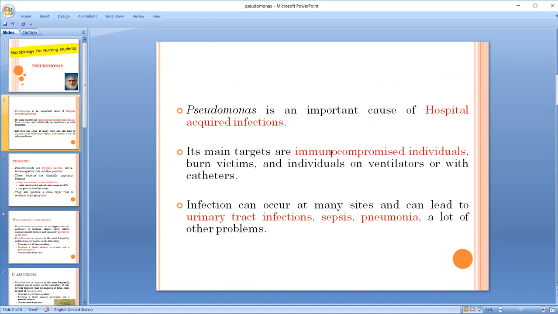Healthy individuals এর সাধারণত Pseudomonas কোনো ইনফেকশন করতে পারে না। এজন্য যে সমস্ত রোগীরা বার্ন অথবা যারা ভেন্টিলেটরে থাকে, বার্ন ভিকটিমস, individuals on ventilators or catheters, এরাই হলো Pseudomonasের মেইন টার্গেট, কিংবা যারা সাইটোটক্সিক ড্রাগস পায়। That means immunocompromised individuals, either local or systemic immunocompromised. Infection can occur at any site and can lead to urinary tract infection, sepsis, pneumonia, and a lot of problems.